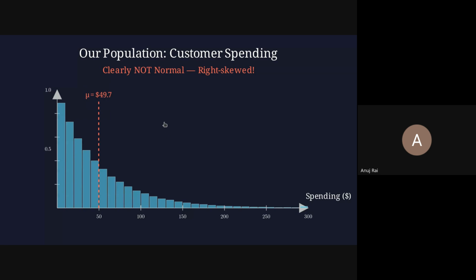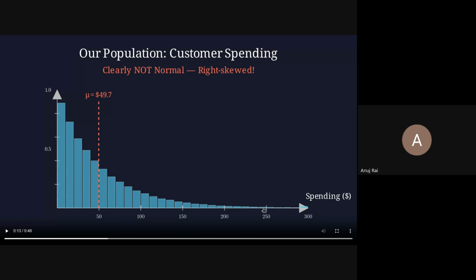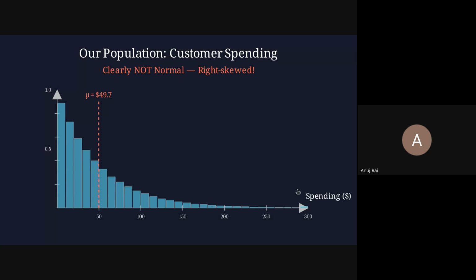So this is definitely not normal. This is not normal, and this is right skewed. You can see the tail is getting stretched on the right side. Here, the maximum customer count is around 70,000, around 75,000.